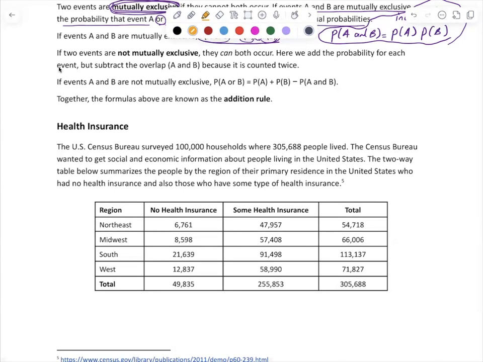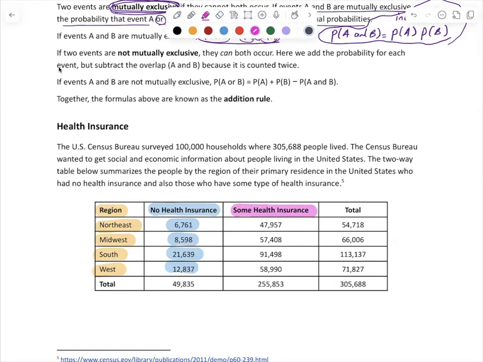The very first category is the region: Northeast, Midwest, South, and West. The number of people who don't have any insurance in the Northeast is 6,761. In the Midwest it is 8,598. In the South it is 21,639. In the West it is 12,837.